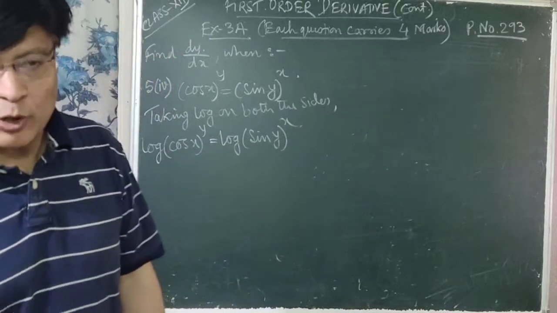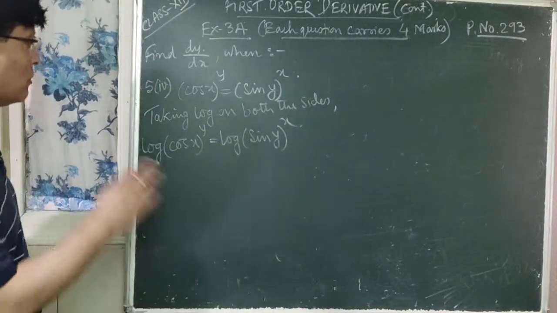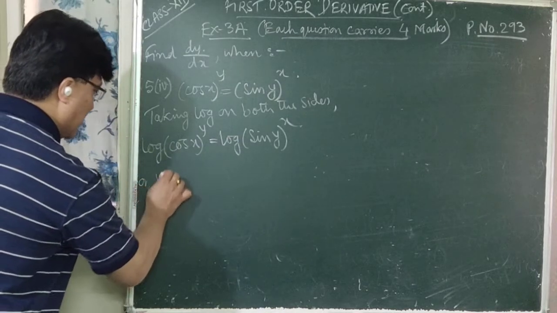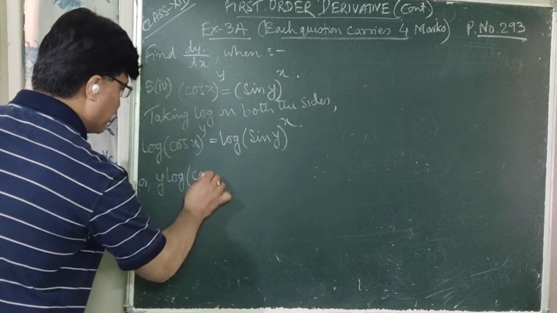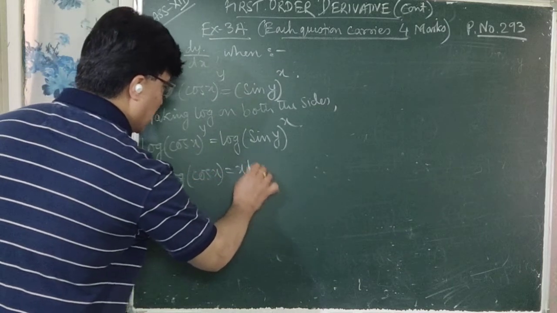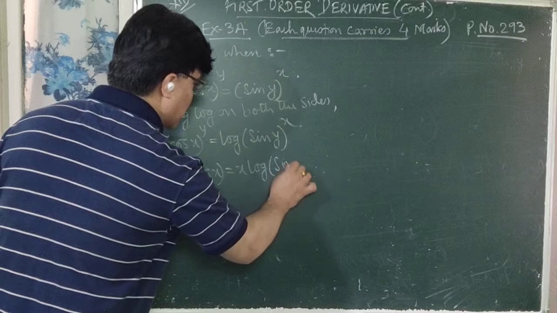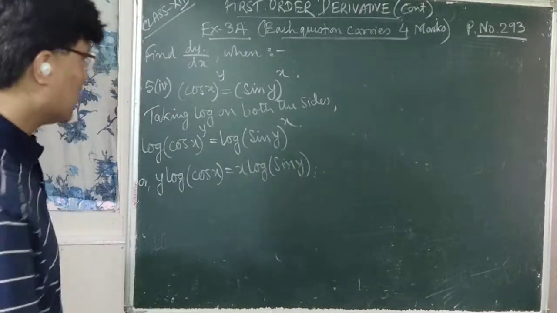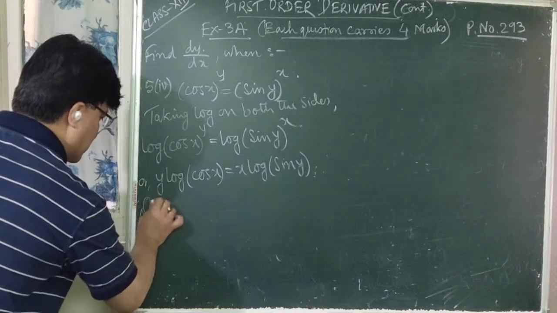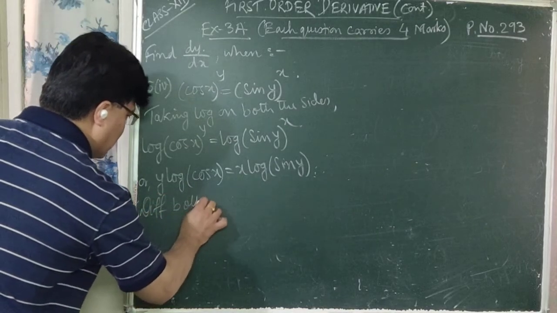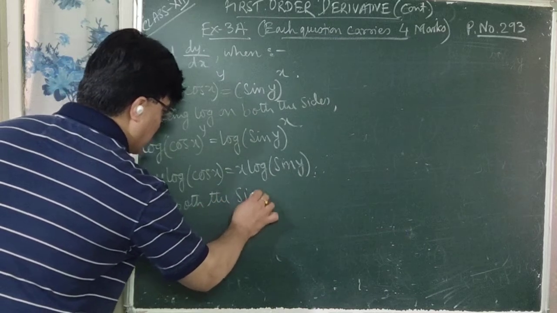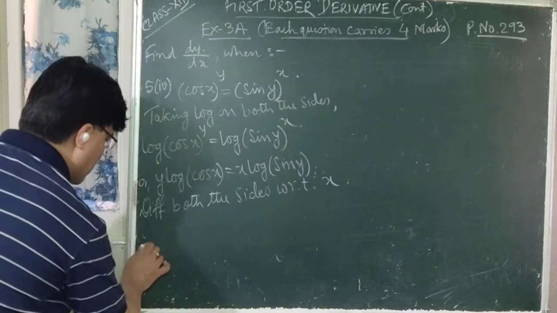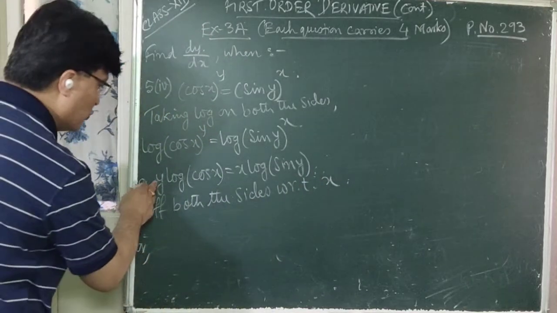So now because of that log, you know the properties of logarithm, the power becomes the coefficient on both the sides, okay? So it is y log of cos x is equal to x log of sin y. So is that understood now? So now you can differentiate both the sides with respect to x. So let us write here, differentiating both the sides with respect to x, okay?